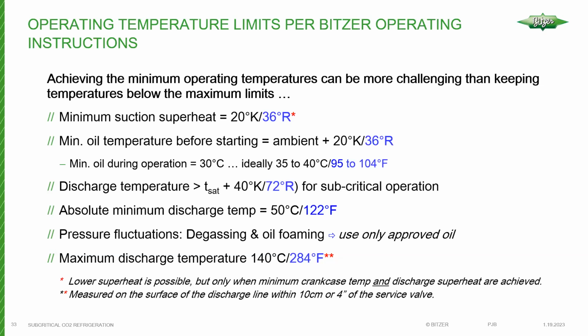So generally speaking, minimum suction superheat entering the compressor is 20 Kelvin or 36-degree Rankine. Okay. You can round that up to 40 degrees. It's no problem. You just don't want to operate at lower superheats here. Generally speaking, there is a caveat to this. Lower superheat is possible, but only when the minimum crankcase temperature and the discharge superheat are achieved.